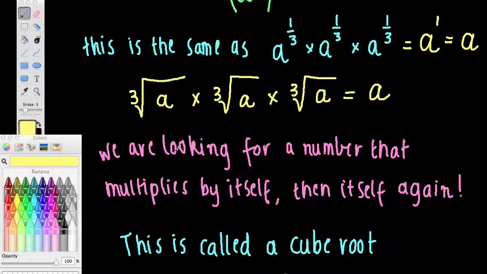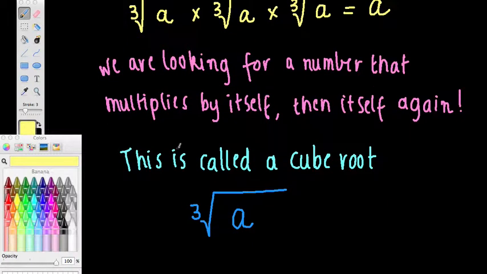Now I've just summarized that at the bottom. This is called the cube root, and there's the symbol there. Like with any video, please pause it wherever you wish if you'd like to jot down these notes.